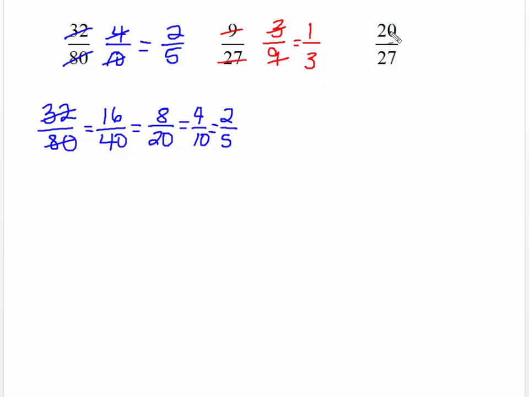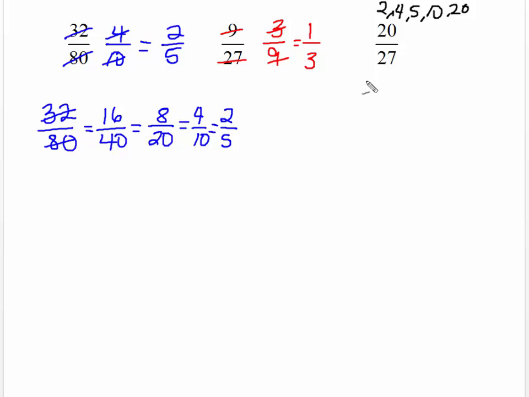Now when I'm looking at this one, I'm trying to find what numbers will go into both 20 and 27. And I'm thinking about the numbers that will go into 20. I know 2 will go into 20. I know 4 will go into 20, 5 will go into 20, 10 will go into 20, and 20 will go into 20. These are all the kind of numbers I'm playing with. But if I think about it, none of those are a common factor to 27. In other words, all these numbers that will go into 20, not one of them will go into 27.